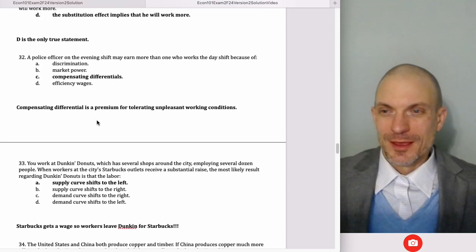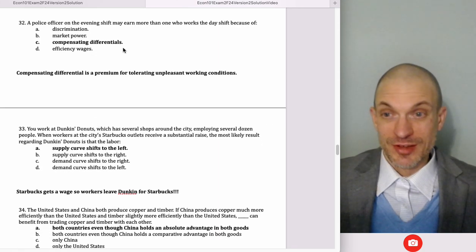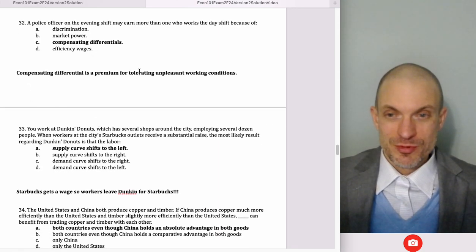All right, so a police officer on an evening shift may earn more than one who works during the day shift because of compensating differentials, which is a premium for tolerating unpleasant working conditions.